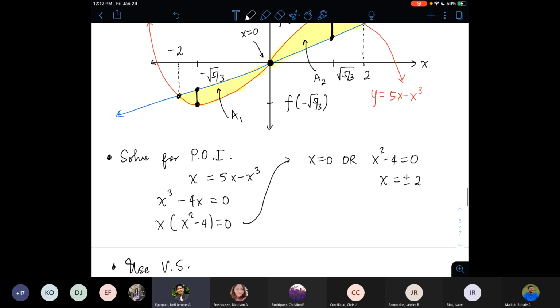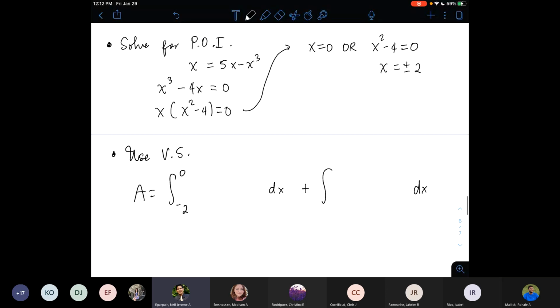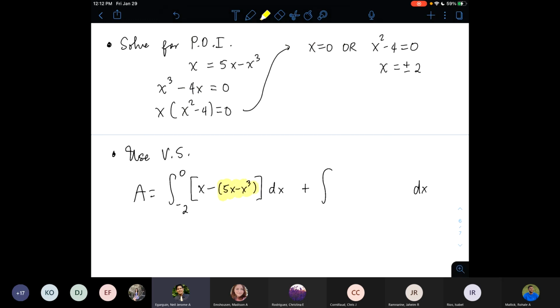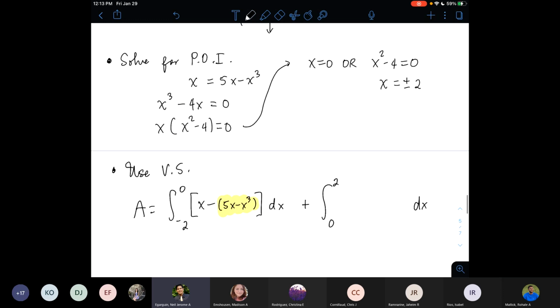Because from negative 2 to 0, the top function is blue and the bottom function is red. So it's red minus blue: x minus (5x minus x cubed). So be careful with the minuend. Here, don't forget the grouping symbol so that you won't miss distributing the negative sign to both terms in the subtrahend. Okay?